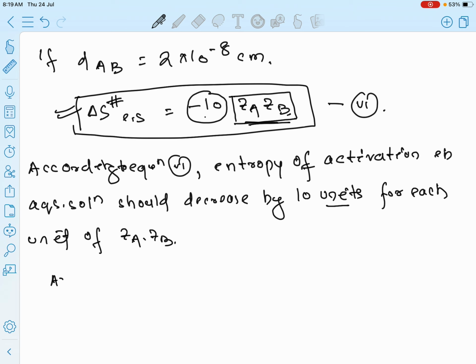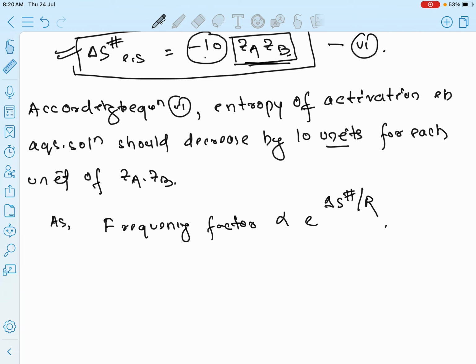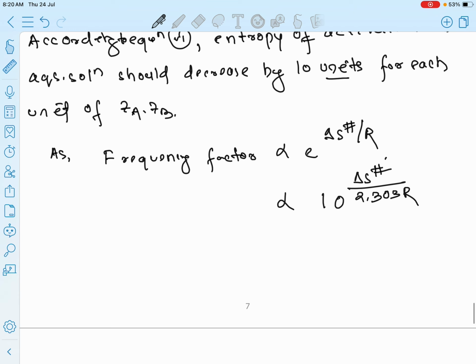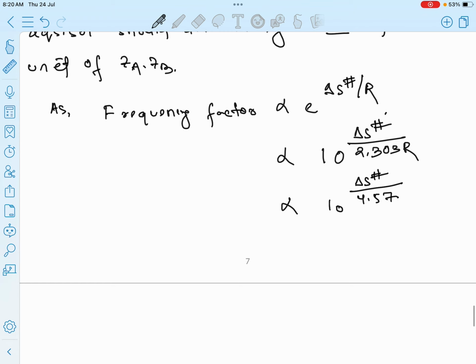So as the frequency factor, that is A, which we have dealt with in the Arrhenius equation, is proportional to e to the power delta S activation by R, therefore, if we change the base from e to 10, then we can write delta S activation by, obviously we need to multiply 2.303, and when you put the value of R, our value would be about 4.57, and if we put the value of delta S, that is equal to minus 10 ZA into ZB, over 4.57.